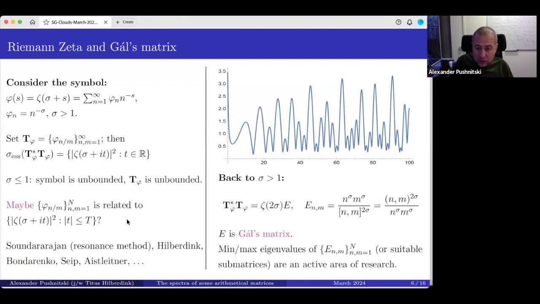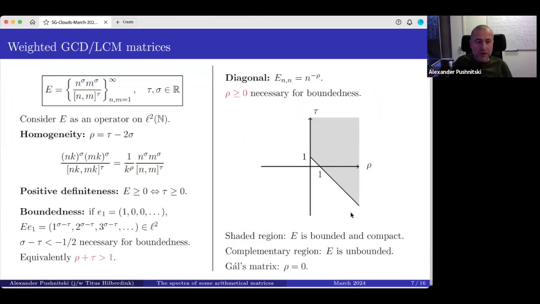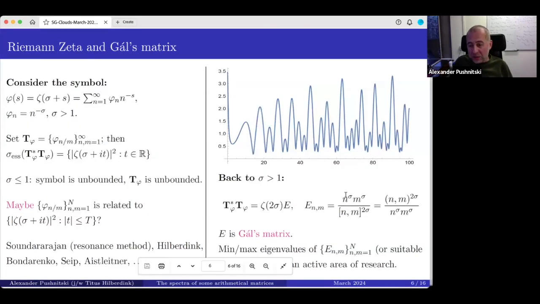Now, this is another source of interest in these GCD LCM matrices. Now I'm coming to the main story, the main hero of my story. My collaborator, Titus Hilberding, decided to look at these, let me go back one page, to this Gall's matrix, but freeing up the parameters, the powers on top and at the bottom.